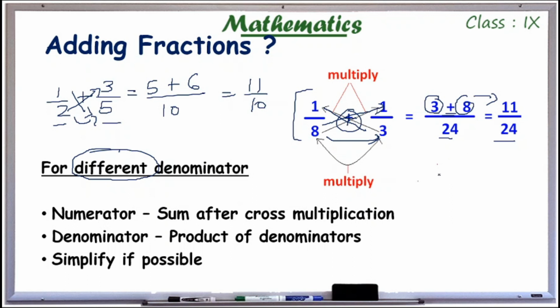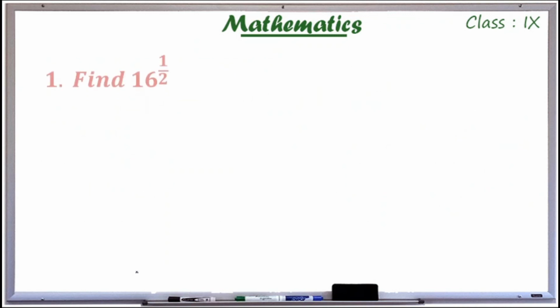Suppose we get the answer 2 by 4 plus 2 by 4. For every kind of addition you have to simplify the fraction. Here the denominators are the same, so the sum of the numerators is 4, with the same denominator 4. So you have to simplify this. The answer will be 1. So for every kind of addition you have to simplify if possible. So these are some basics which you have learned in your previous class.